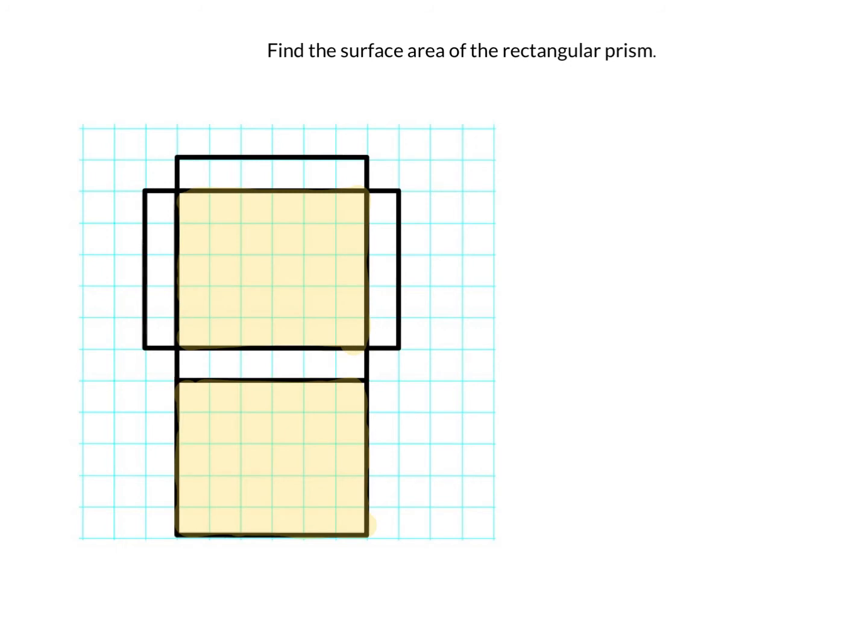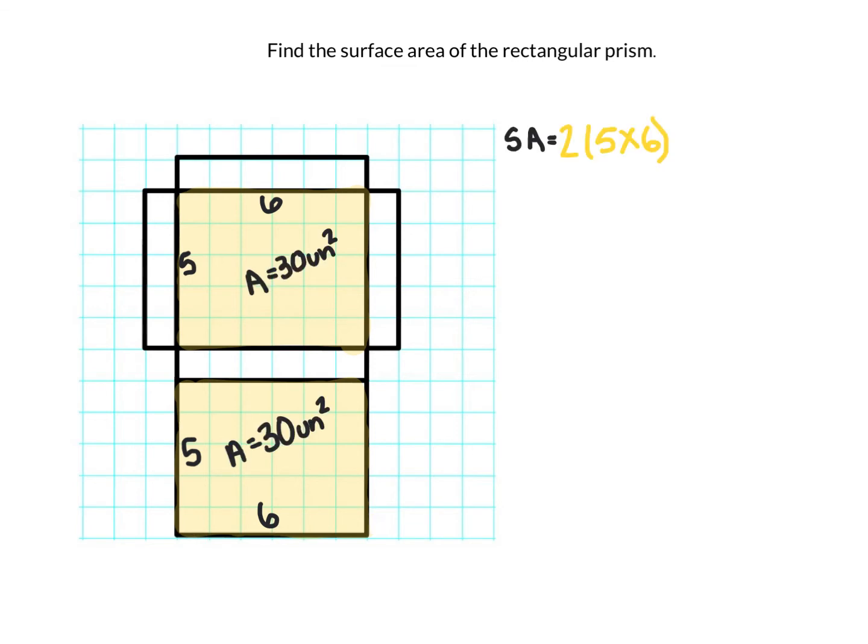First, let's find the areas of the yellow rectangles. We have two rectangles whose side lengths are 5 and 6 units. So the area for both of our rectangles is 30 square units. And for our equation, we're going to write 2, because we have two of the same rectangles, times 5 times 6, which are the side lengths.